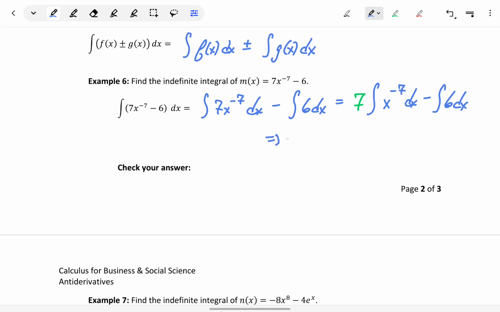So we'll get 7 times x to the negative 6th, since we increase the exponent by 1, and divide by that exact same result, minus 6x, and then plus c at the end. Then we could just clean that up a little bit. We could write it as negative 7/6 x to the negative 6 minus 6x plus c.